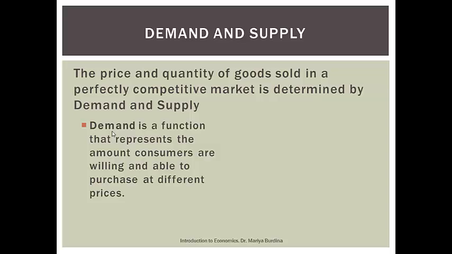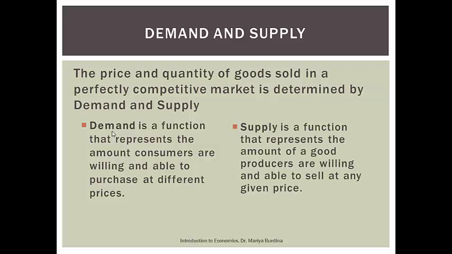Demand is a function that represents the amount consumers are willing and able to purchase at different prices. Supply is a function that represents the amount of goods and services producers are willing and able to sell at any given prices or at different prices. So demand is representing consumers, supply is representing producers. So demand shows us how the consumers react to change in prices. Supply is showing us how the producers react to change in prices.